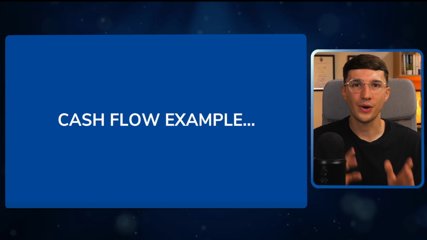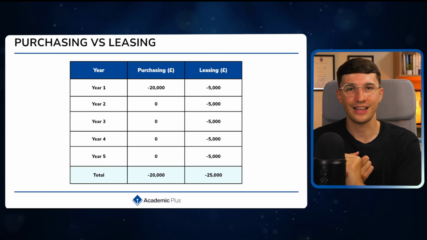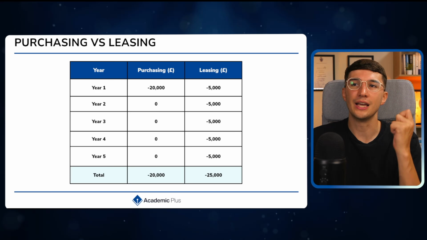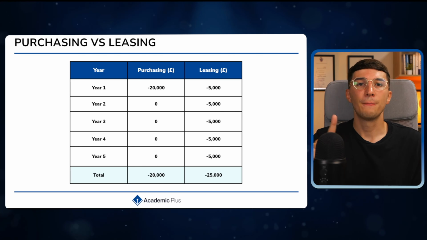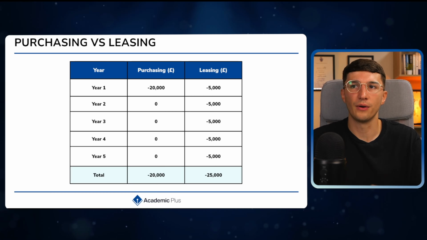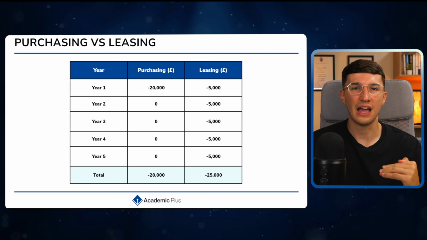Now, let me show you a cash flow example comparing purchasing the asset outright versus leasing it. You can see in year one, if we were to purchase it, that's £20,000 down the drain. But in year one, if we were to lease that asset, we're only spending £5,000. But of course, for year 2, year 3, year 4, year 5, you're not spending any more money if you've already purchased it. Of course, you might need to do your maintenance and upkeep of it. But if you're leasing it, you still have to pay £5,000 every year.